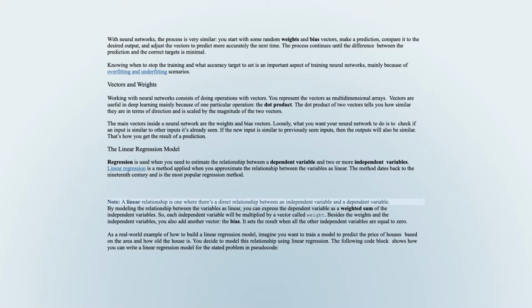As a real-world example of how to build a linear regression model, imagine you want to train a model to predict the price of houses based on the area and how old the house is. You decide to model this relationship using linear regression. The following code block shows how you can write a linear regression model for the stated problem in pseudocode.